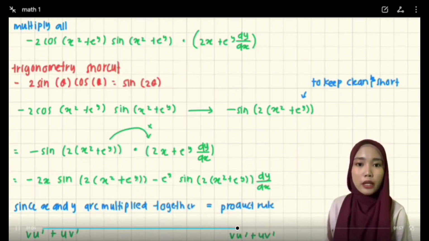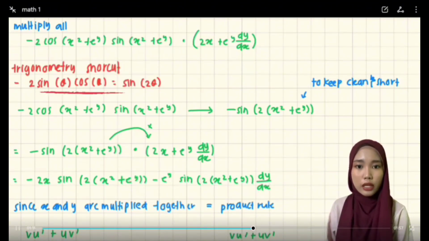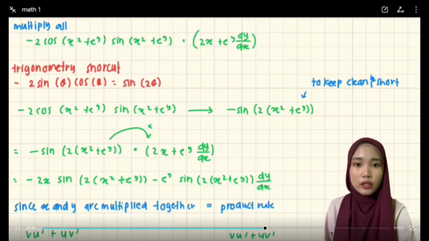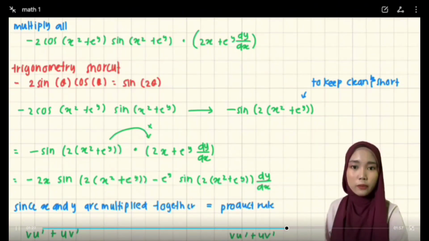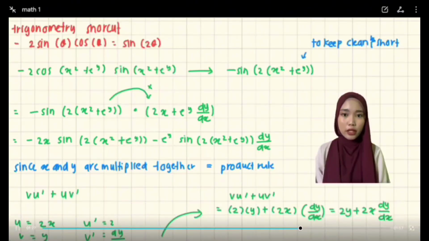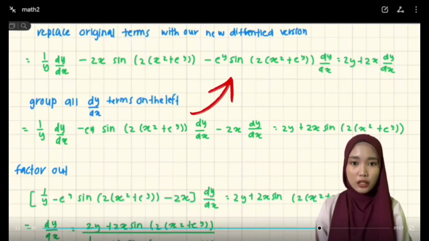We know that the math identity is 2 sin theta cos theta is equal to sin 2 theta. We can use that to rewrite this as this. So our new term looks like this. X and y are multiplied together, so we must use the product rule. Put the equation back together.